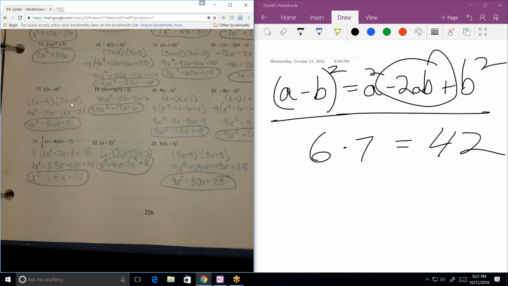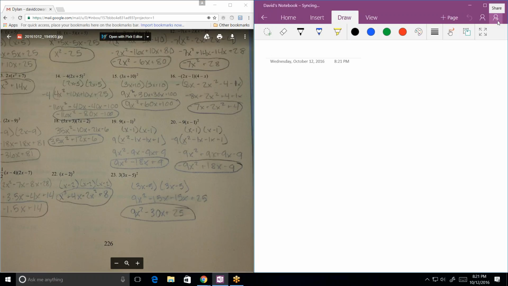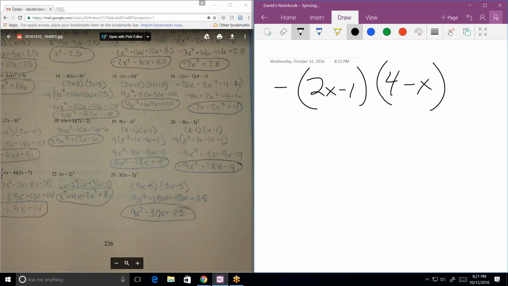Before we go on, let me say something about 16. If we leave the negative sign outside for a moment, there's really nothing wrong with the way you did it. I just want to point out some stuff. Notice that this is unusual. In the second term here, the x is not first, it's second.